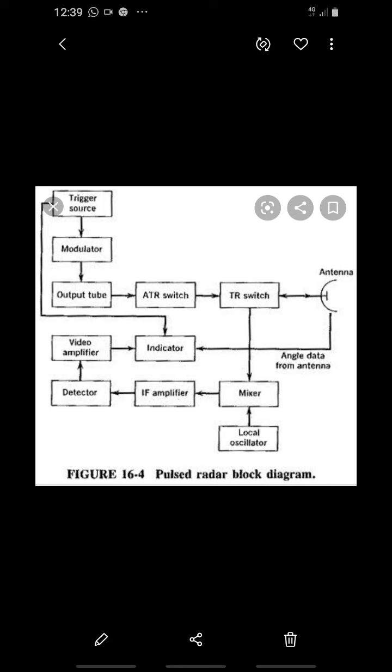Mixer and local oscillator. This converts the RF signal output from the RF amplifier to low frequency levels called intermediate frequency. Thus, in the mixer stage, the carrier frequency is reduced.